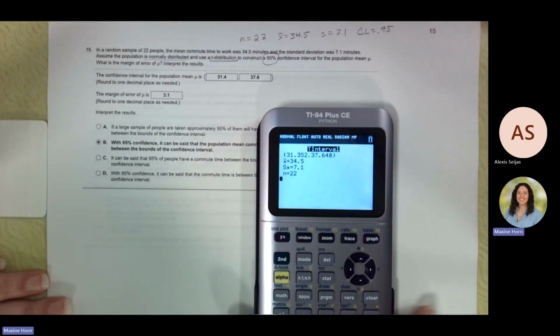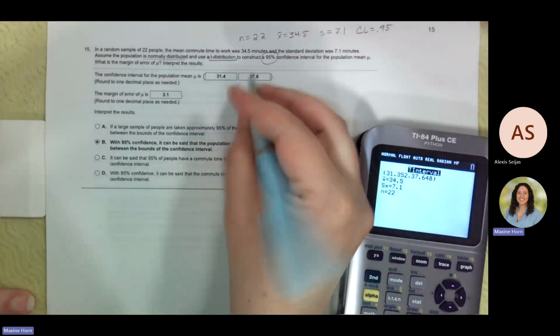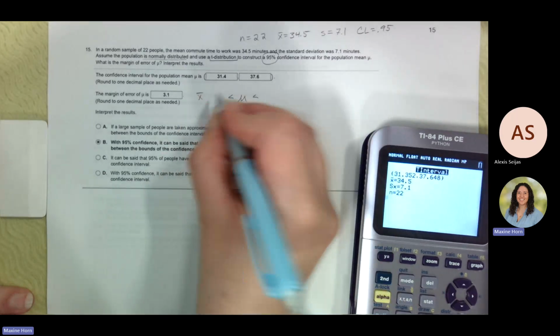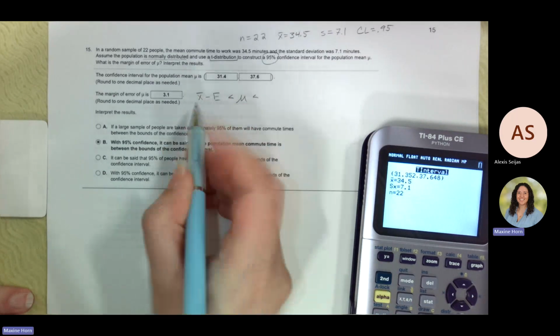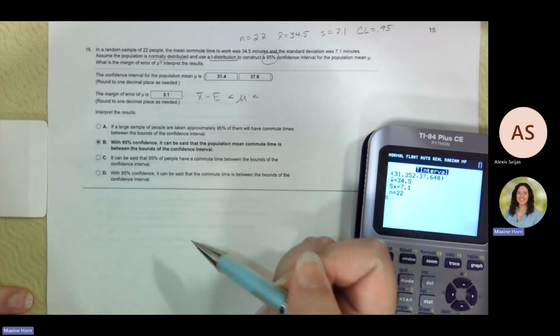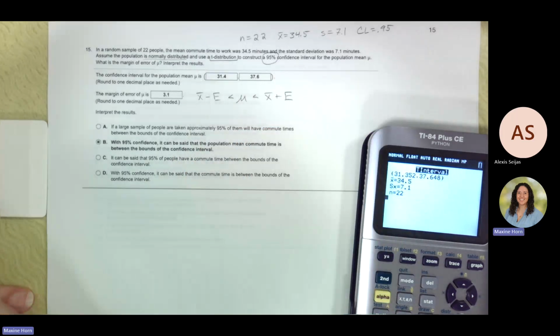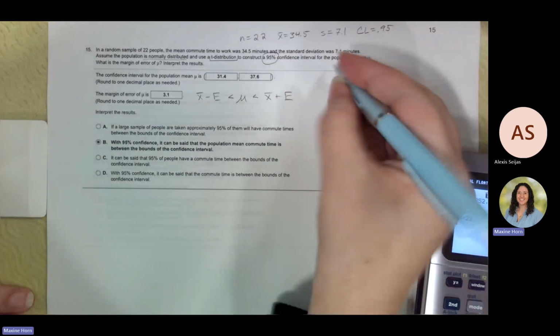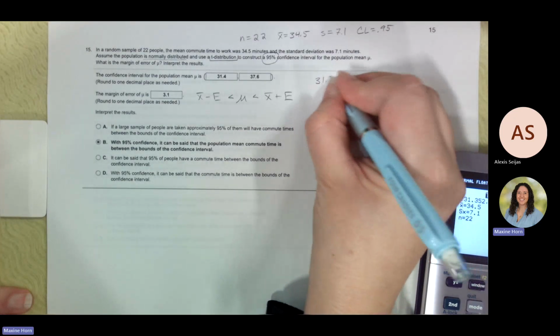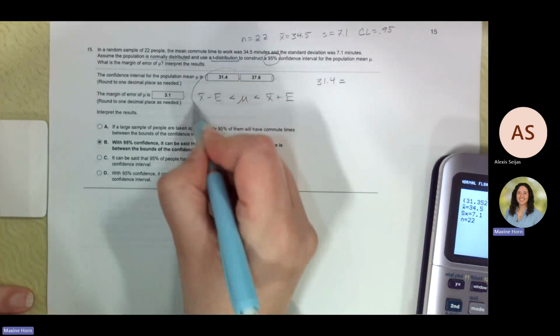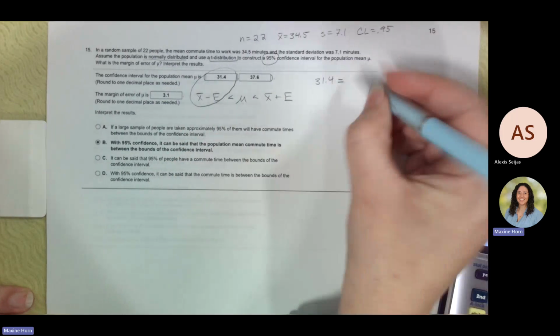Or you could ask, what does this represent again? This represents my sample mean minus my margin of error and my sample mean plus my margin of error. So for instance, 31.4, this equals my sample.